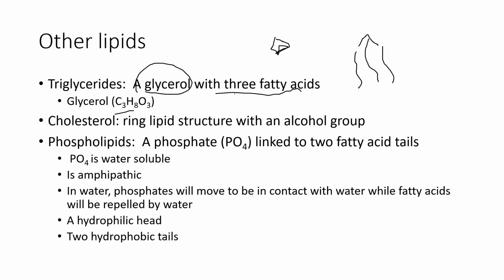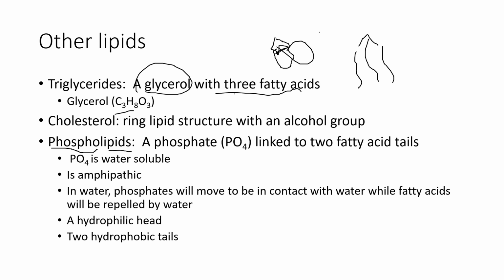So instead of being straight fatty acid, it's actually usually in these steroid rings. And they do have an alcohol group, and they are used to stabilize the cell, what's called the cell membrane. The other lipid that I want you to pay attention to right now is one called a phospholipid.